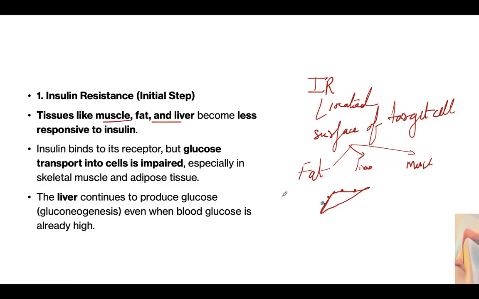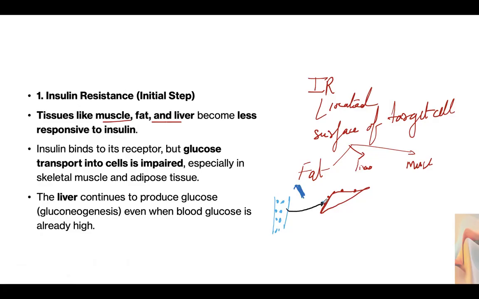Okay, so suppose these are the glucose. Okay, and let me draw in another way, and this is your insulin. Okay, now this is your insulin. Normal physiology, what does it say, this glucose enters into the cell with the help of the insulin receptors.